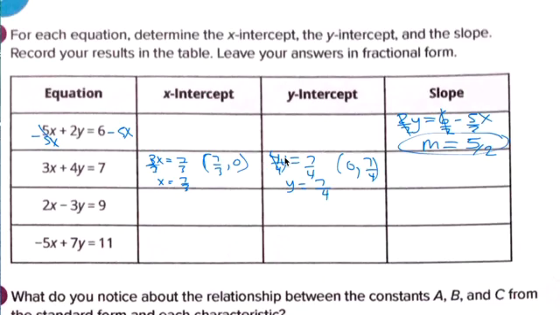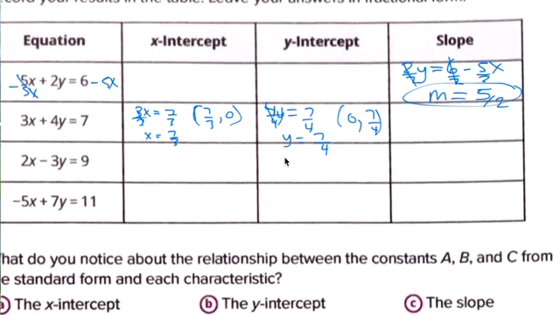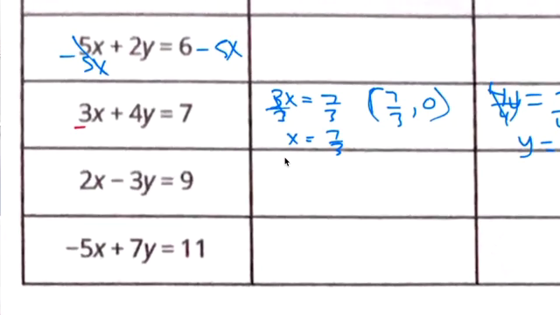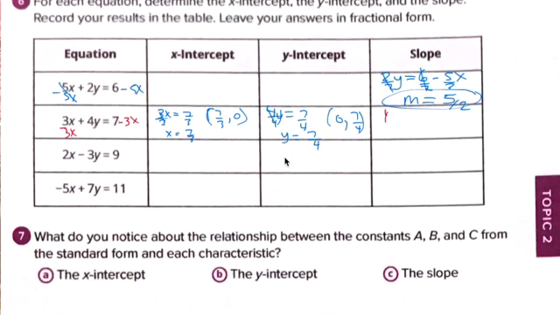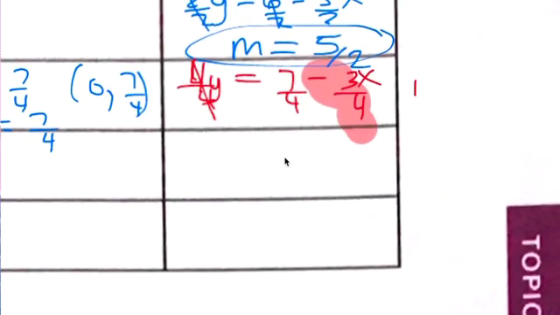Okay, so this one here, when you solve the one below it, you have minus 3x, minus 3x. Then you have 4y equals 7 minus 3x, divided all by 4. The slope is negative 3 over 4. Right, I'm going to write here, m is negative 3 over 4. Okay.